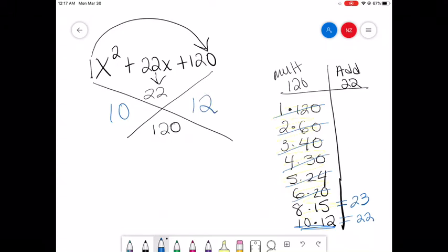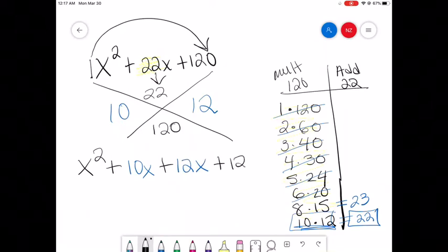Remember, these factors that give me 120 and that add to give me 22 are essentially just breaking apart this 22. So if I rewrite my trinomial here, I'll have my x squared, then I'll have my 10x, then I'll have my 12x plus 120. So I'm breaking apart that 22. Now that I've broken apart my polynomial here, I want to go ahead and group my terms together and find the GCF, the greatest common factor.